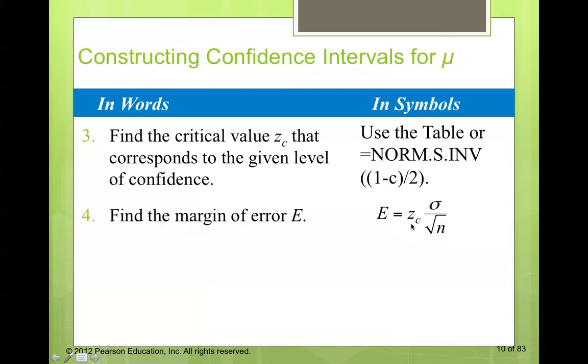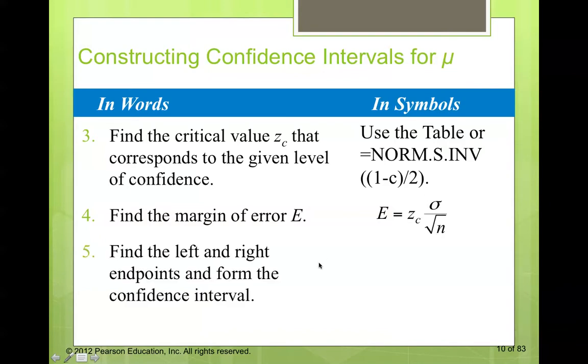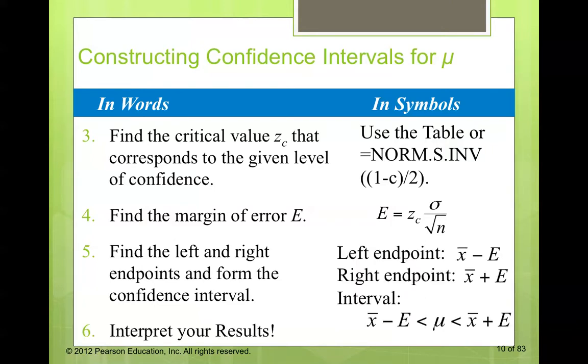To find the margin of error, we plug the z-score we found in step 3 in with the standard deviation we found in step 2 and divide it by the square root of n that is given in the problem. Then we find the left and the right endpoints and form the confidence interval. So we subtract e from x bar that we found in step 1 and we add e to x bar that we found in step 1. And then we are given our interval.